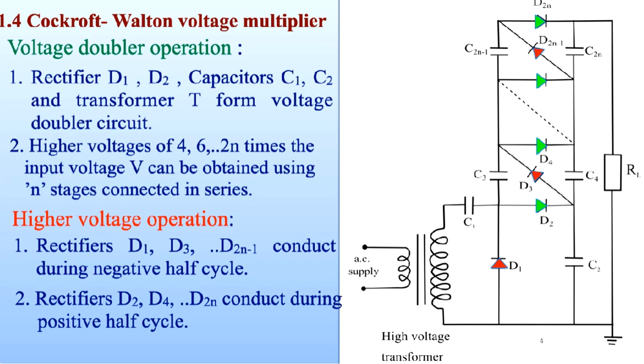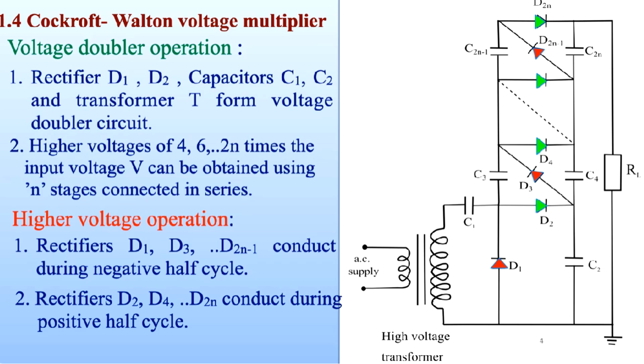Now in this figure, the first stage, that is C1, D1, D2 and C2, and the transformer are identical to the voltage doubler circuit which we have studied. For higher voltages of 4, 6 up to 2n times the input voltage V, the circuit is repeated with cascade or series connection. Thus capacitor C4 can be charged to 4 V max and capacitor C2n can be charged to 2n V max. So the voltage across C2 will be twice V.